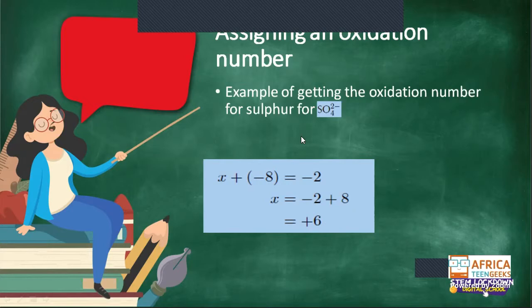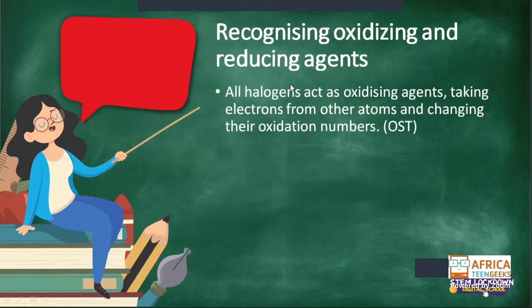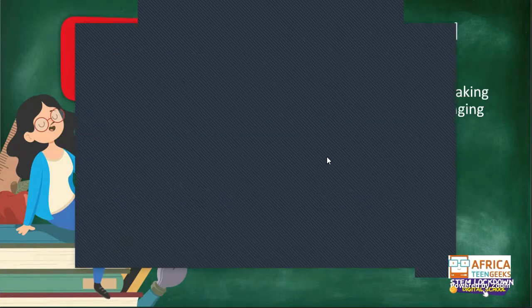If you don't, this is your time to ask and make sure that you are in line. Okay, so recognizing oxidizing and reducing agents. All halogens act as oxidizing agents, taking electrons from other atoms and changing their oxidation number. Remember, halogens, we always spoke about all metals are oxidizing agents. Do not forget that. I'm just moving quick because we don't have enough time anymore. We've got about 6 minutes left in the lesson.